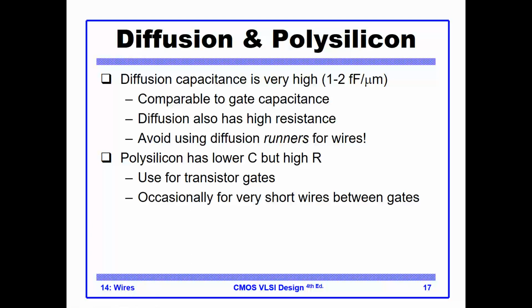Diffusion and polysilicon typically are bad for running wires because their capacitances and resistances typically are high. So typically they are avoided for interconnects.